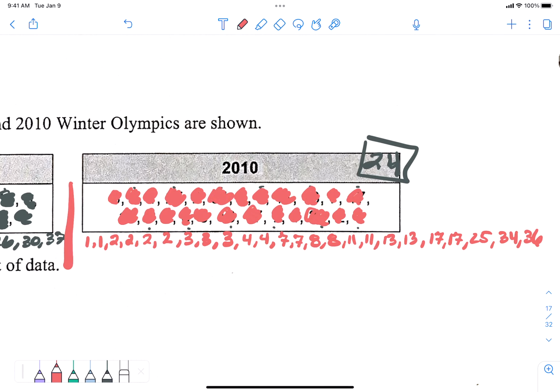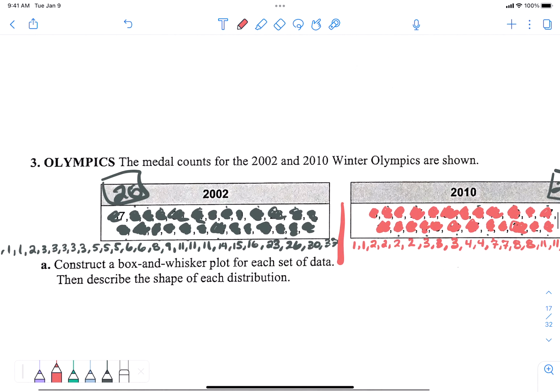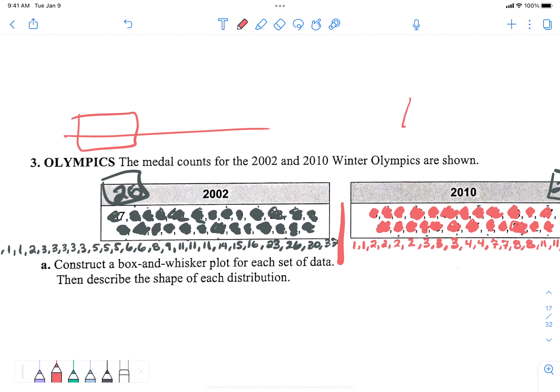You got any predictions going on here? Like, which one do you think is more symmetric? The right one. I think the right one might be more symmetric. I think the left one. Do you think it's going to look like this? That's what I think. Because you're going to have your 26, 30, and 37 over there that are going to stretch it out. I think this one's going to be more positively skewed or symmetric.